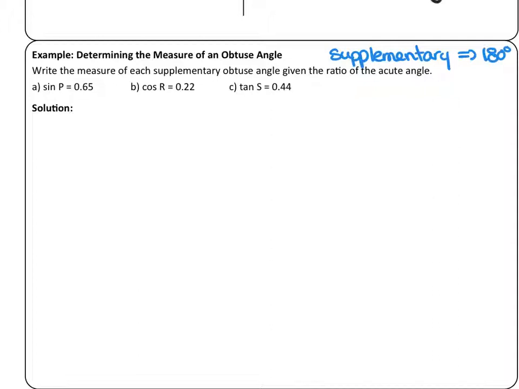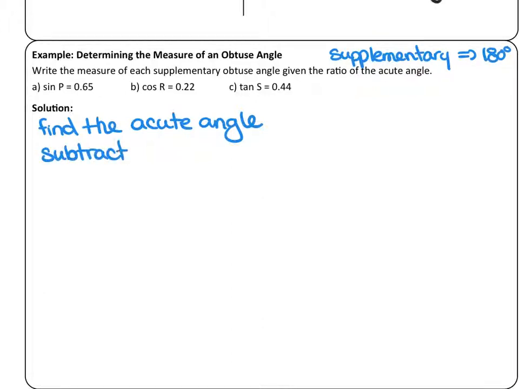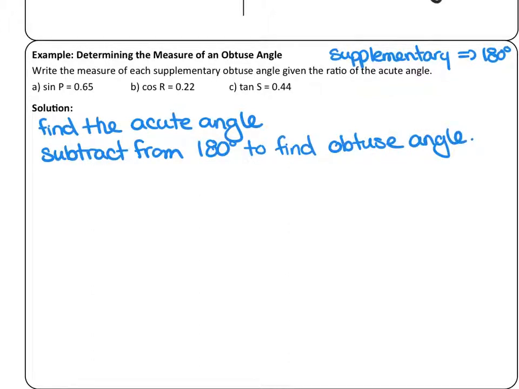So the strategy for this is to find the acute angle first, and then subtract it from 180 to find the obtuse supplementary angle. So let me show you how that works.